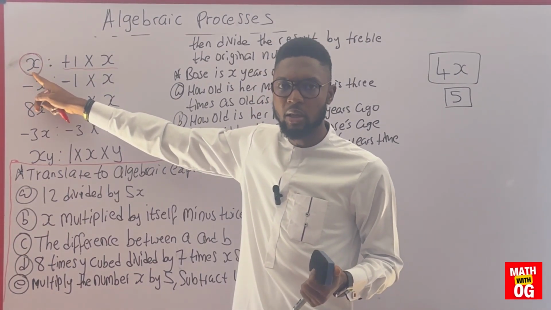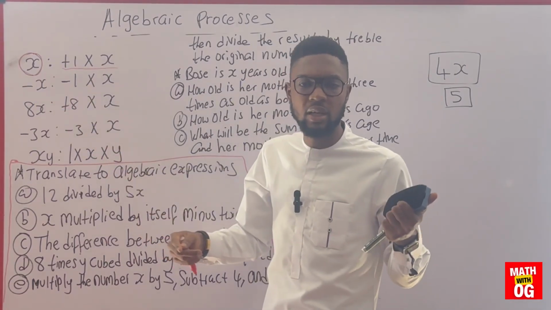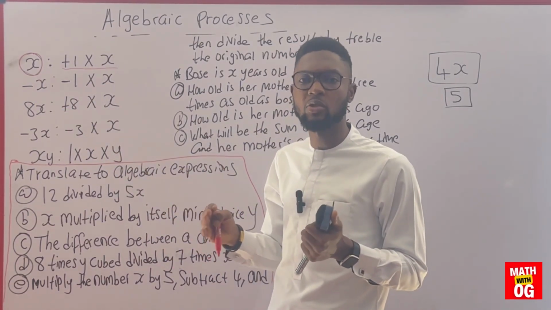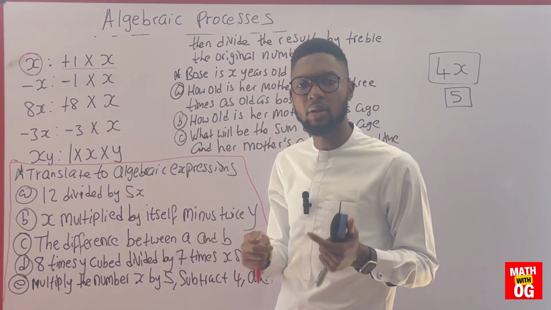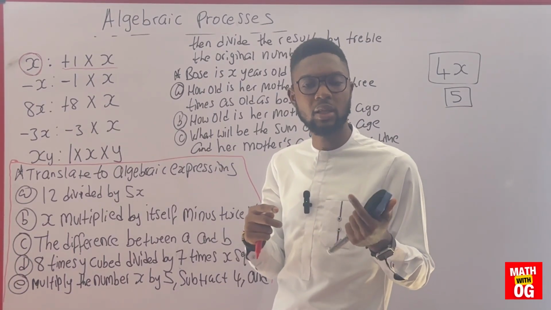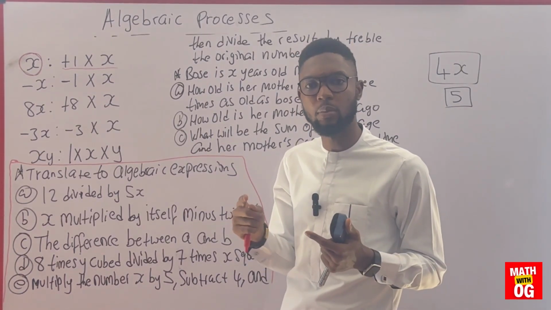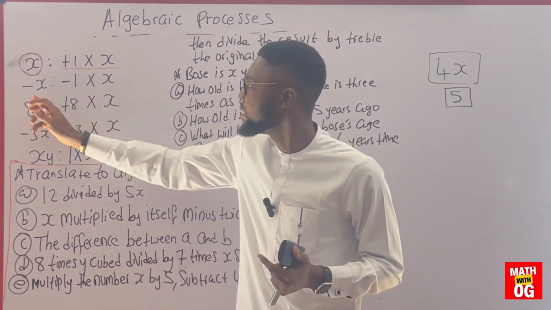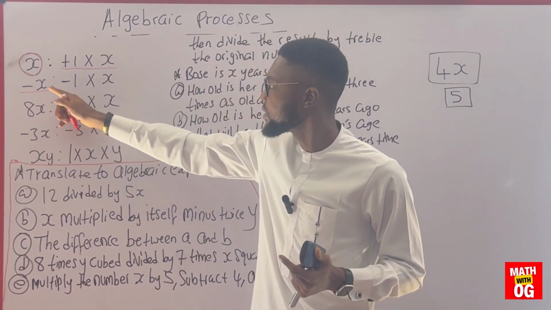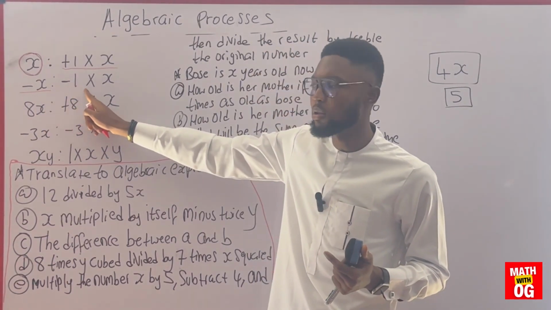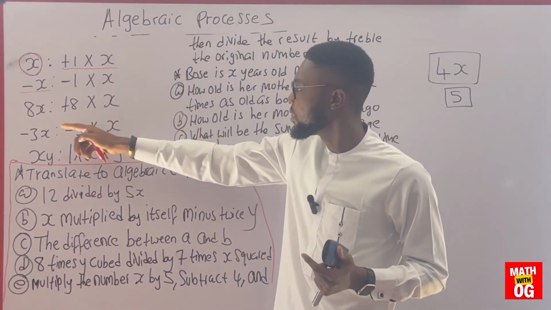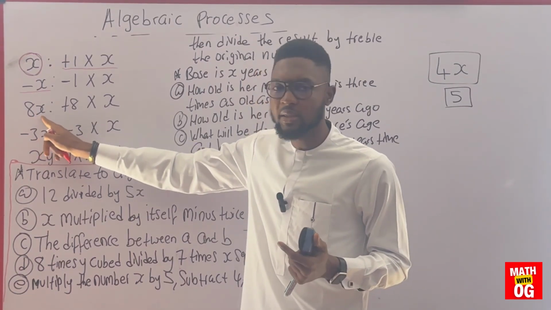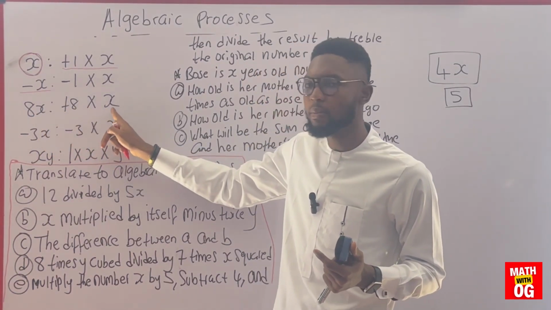Remember when we did directed numbers. When a positive sign is multiplying a positive sign, it should give you a positive sign. However, when a positive number is multiplying a negative number, it should give you a negative answer. So when you have a number like this, minus x simply means minus 1 multiplied by x. You have another number here as 8x. 8x means positive 8 multiplied by x.